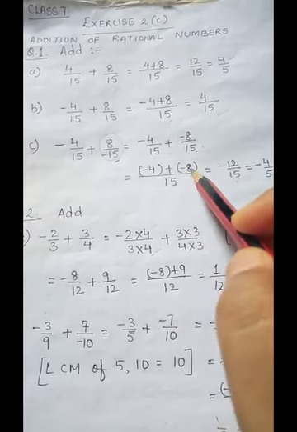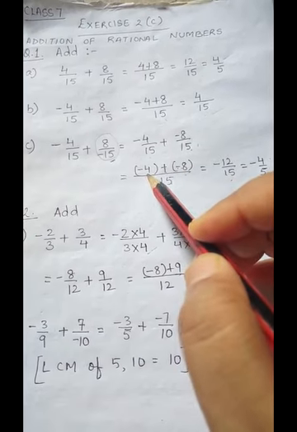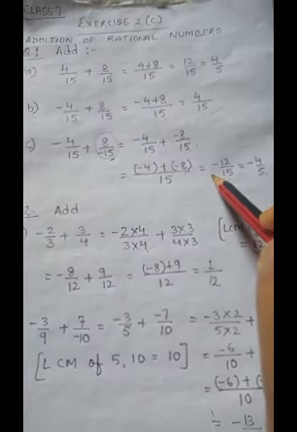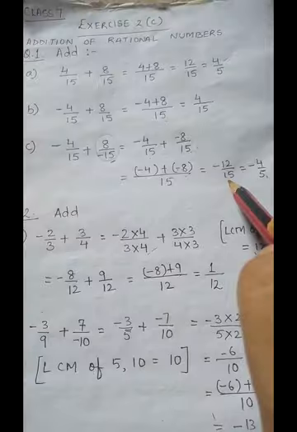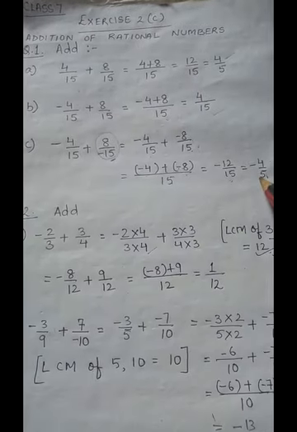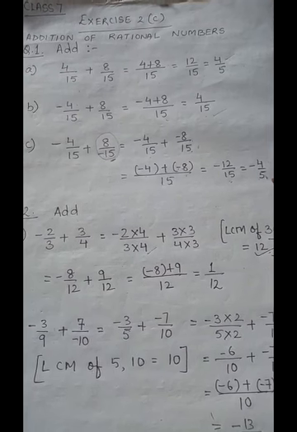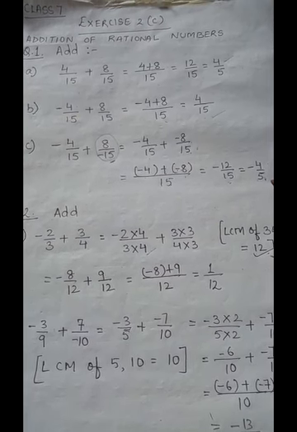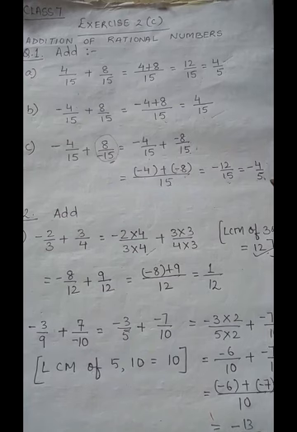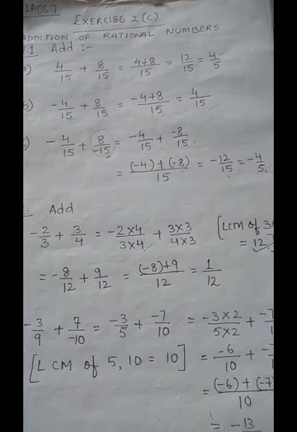When we add the numerators, it is minus 4 minus 8. It will become minus 12 upon 15. And when we divide it by 3, we will get minus 4 upon 3. So this is how you have to add the rational numbers when the denominators are equal.